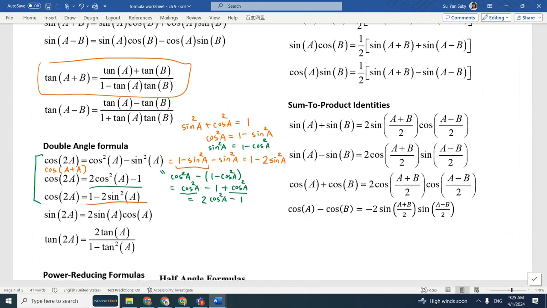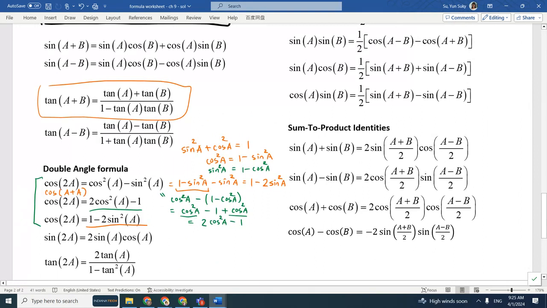Now the sine 2a. For the double angle formula, sine 2a, you look at sine of a plus b. Now you have a plus a. What happens? Sine a cosine a plus cosine a sine a. Do you see they are the same? So you add them. You get two copies of sine a cosine a. So with the sum and difference formula, we can deduce the double angle formula.